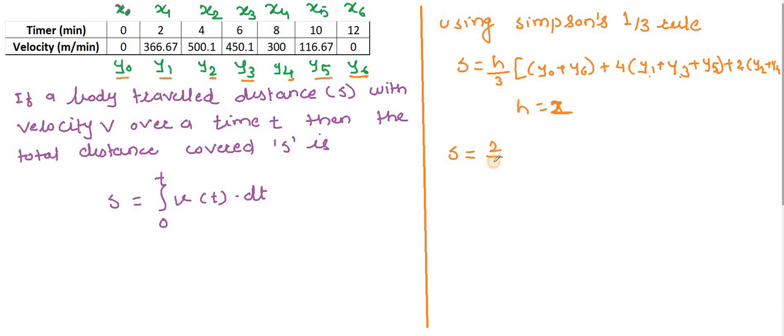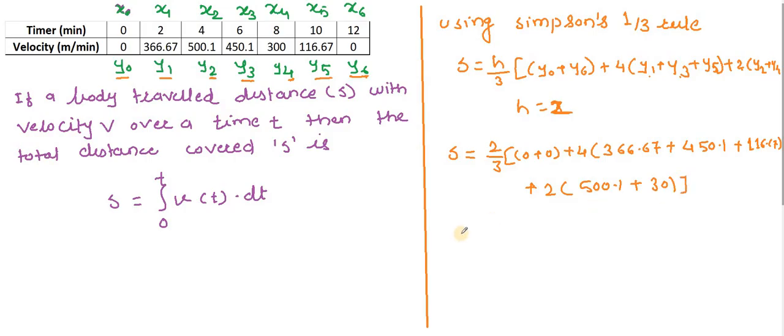So S equals 2 by 3 times y0 plus y6. y0 and y6 are 0, so 0 plus 0, plus 4 times y1, which is 366.67, plus y3, which is 450.1, plus y5, which is 116.67, plus 2 times y2 plus y4. Here y2 is 500.1 and y4 is 300.